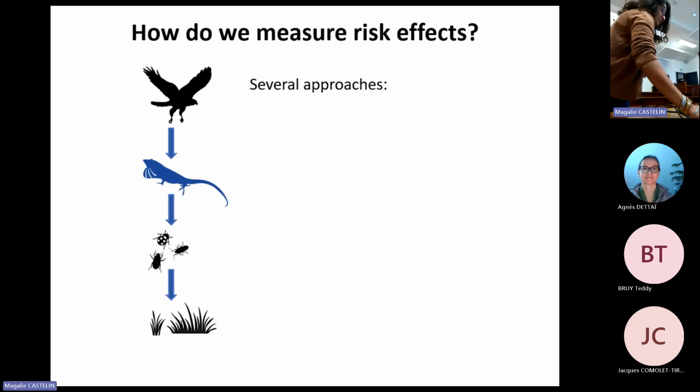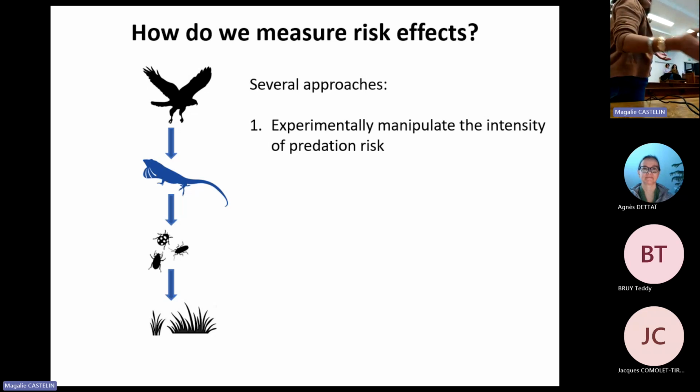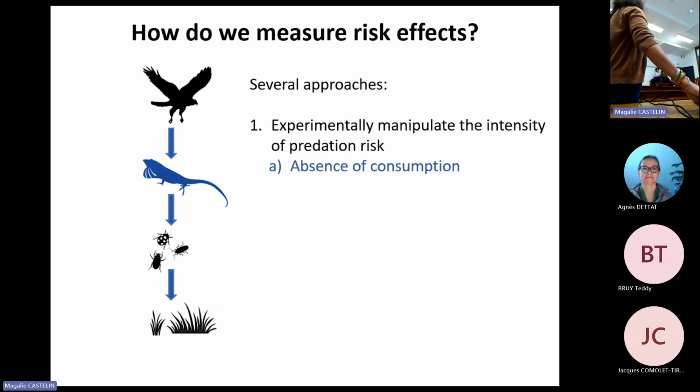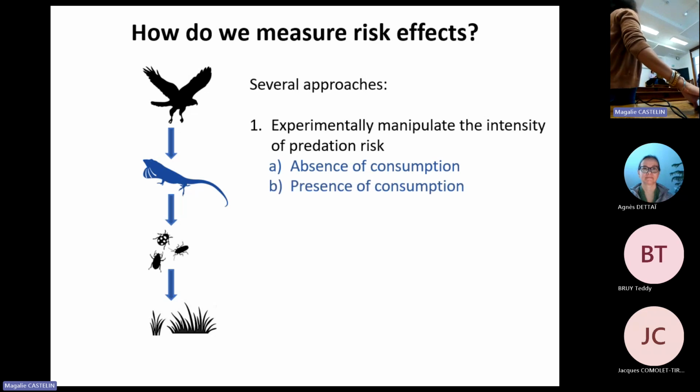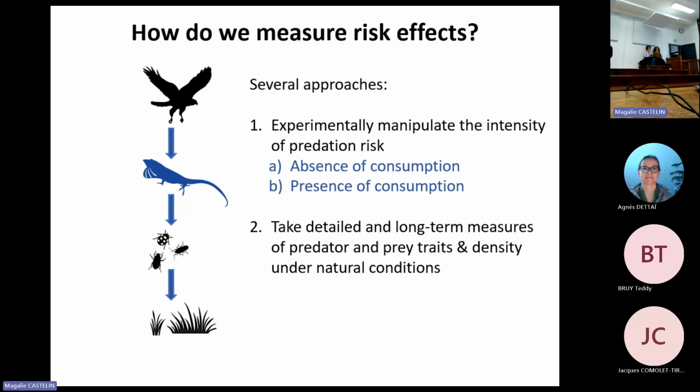Okay, so how do we measure these risk effects? There have been several approaches. And not predation effects, risk effects, fear-driven effects. We can experimentally manipulate the intensity of predation risk, both in the absence of consumption and in the presence. So we can have predators be there, but not allow them to eat, and just scare the bejesus out of prey. Or we can take detailed and long-term measures of predator-prey traits and density under natural conditions. As you can see, the first one is easier to do, to manipulate. The second one, we really have poor data for.